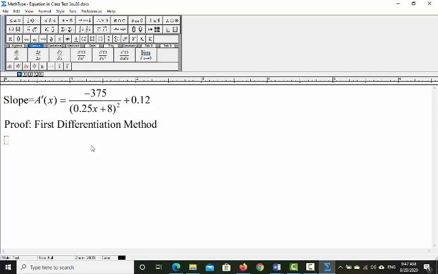If you want to prove it using the first differentiation method, you need to check the slope before and after. The value of x we got is 191.6068. So we will check before and after. If we take the value of x as 191, what will be the value of the slope?